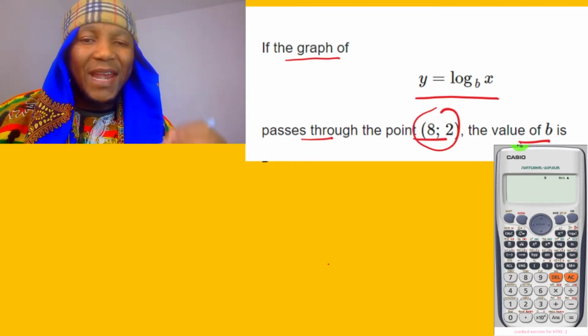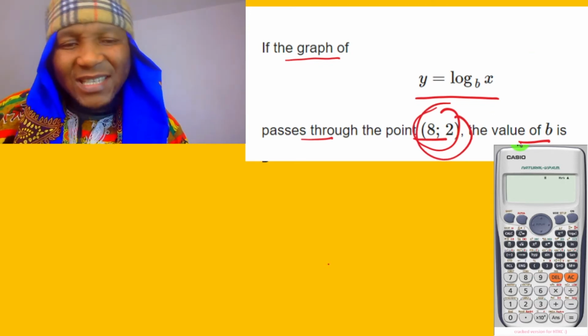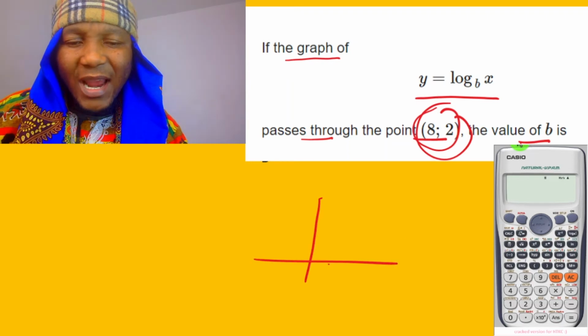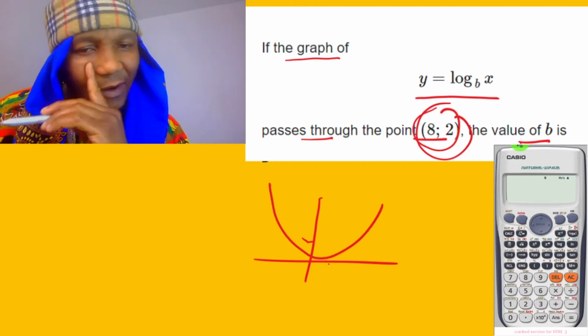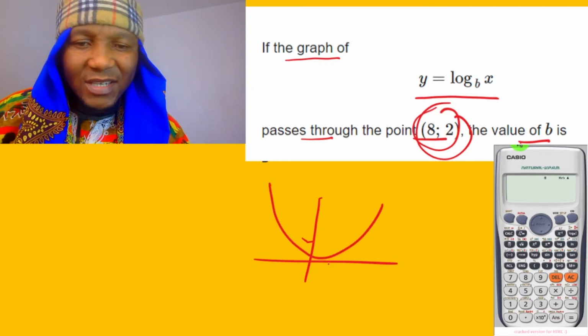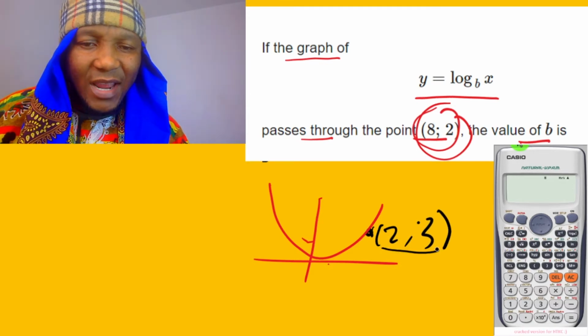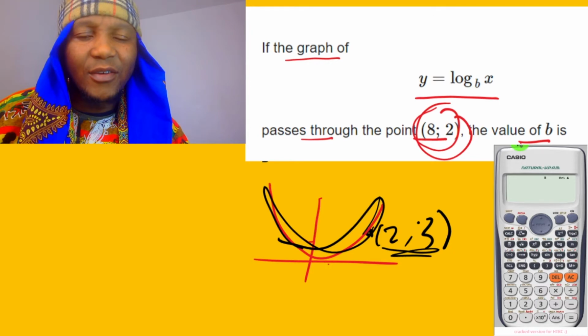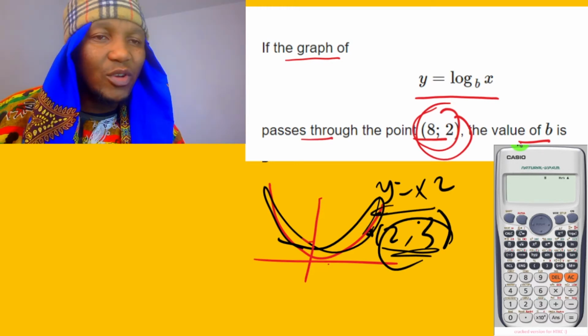So look, whenever a coordinate passes through the graph, let's assume, for example, you have a quadratic graph. If we have any point, let's say this point (2, 3), and this point lies on the graph y equal to x squared, then when you substitute, it must give you a true answer. Look, they must be equal.